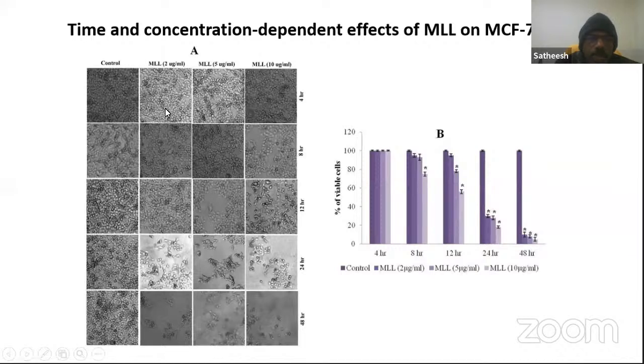You can see that at 4 hours, all the cells are there. This is the same plate photographed after 4 hours of treatment, 8 hours, 12 hours, 24 hours, and 48 hours. And this is the graphical representation of the same thing. You can see that at 24 hours, the control is there, and in the other types, MLL 2 microgram, 5 microgram, and 10 microgram, very few cells are present. And at 48 hours, again, the control is the same, and the treated cells are very few.